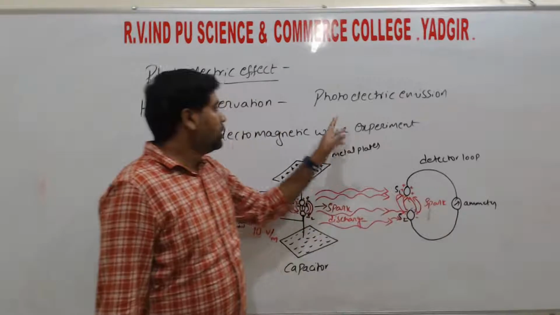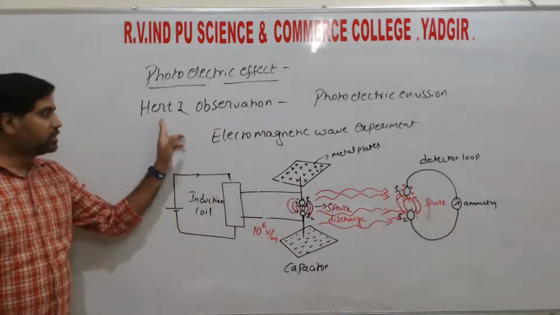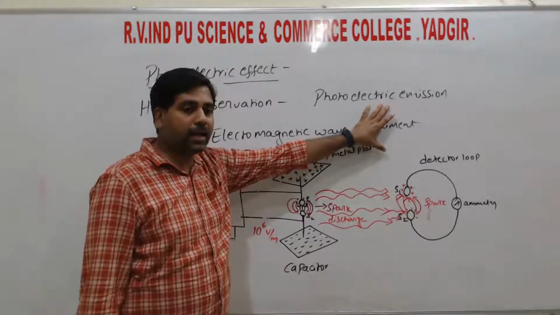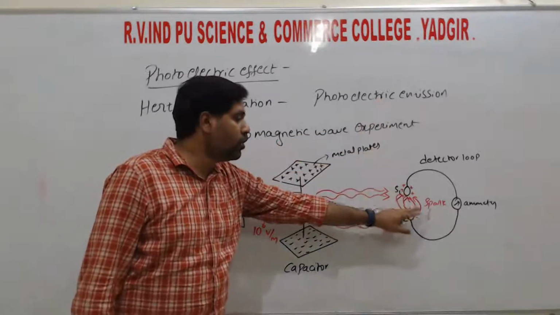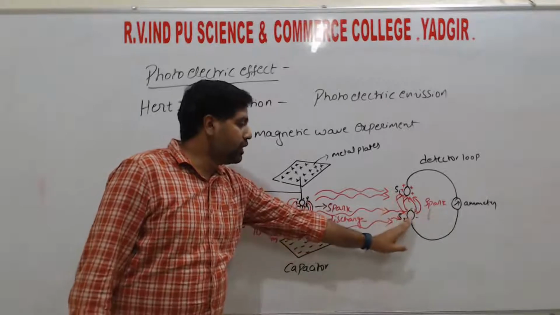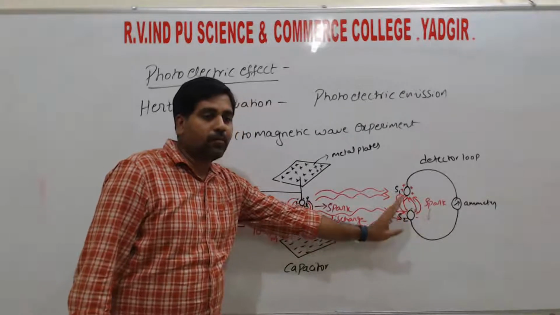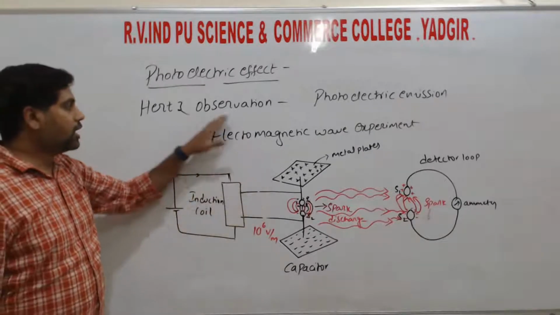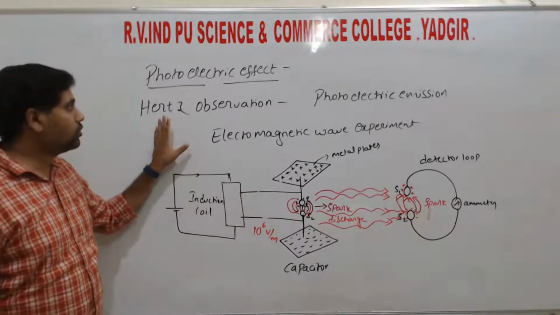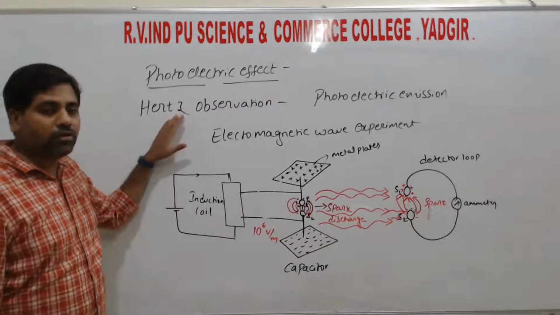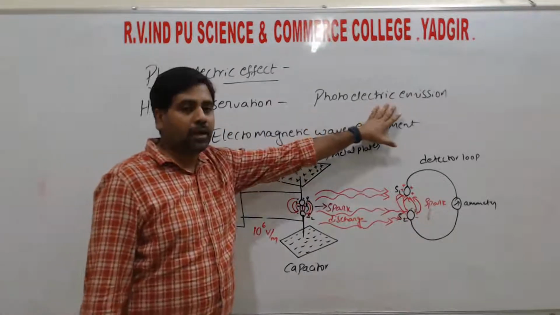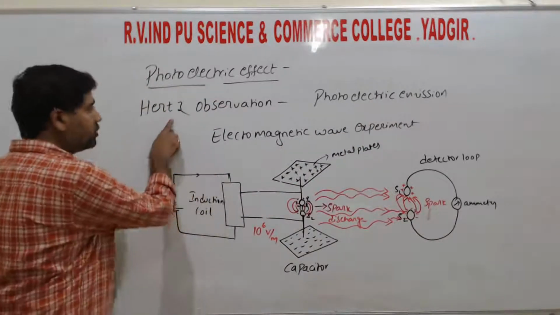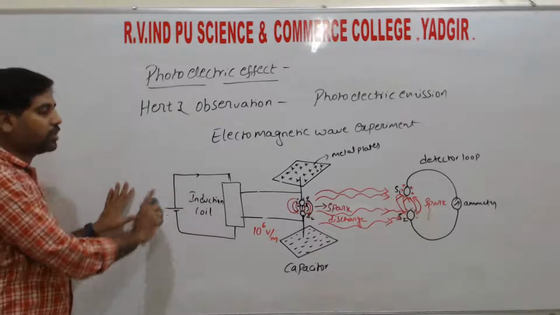So by this, Heinrich Hertz says that photoelectric emission, that is, electrons will move when the incident light falls onto the metal surface. So this is the experimental setup conducted by Heinrich Hertz. So this one is the first scientist to detect the photoelectric emission, right? So we move on to the next one. So this is about Heinrich Hertz's observation.